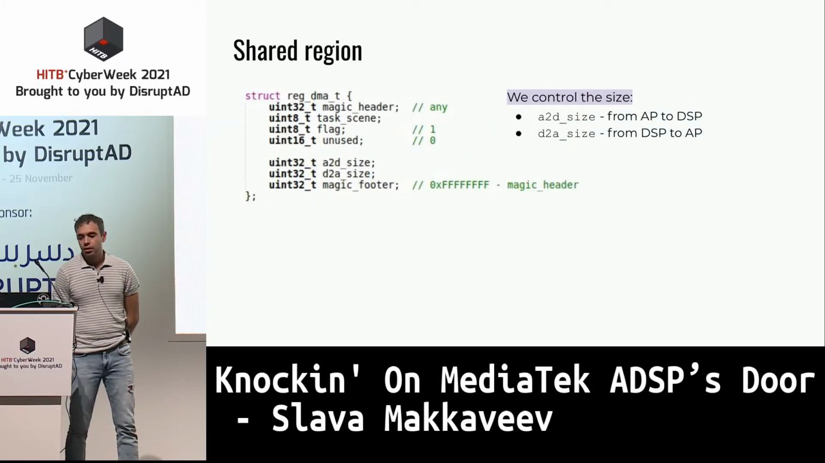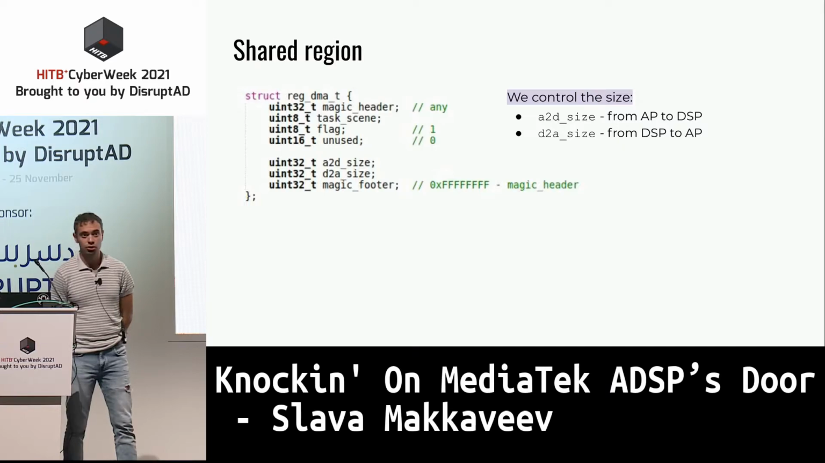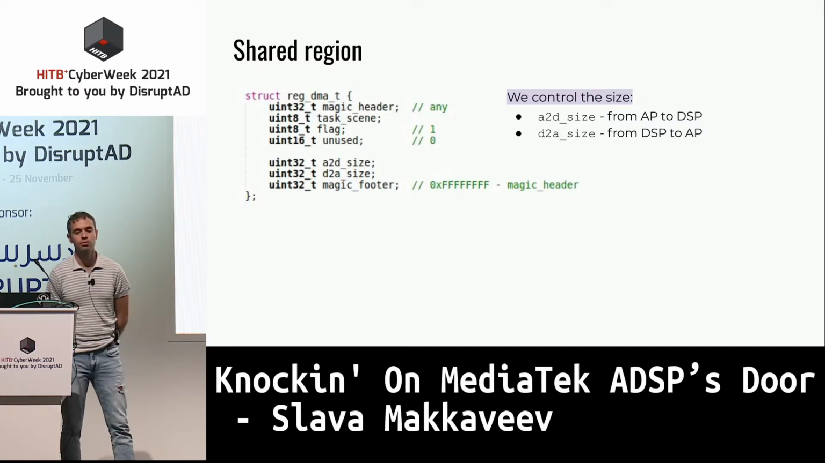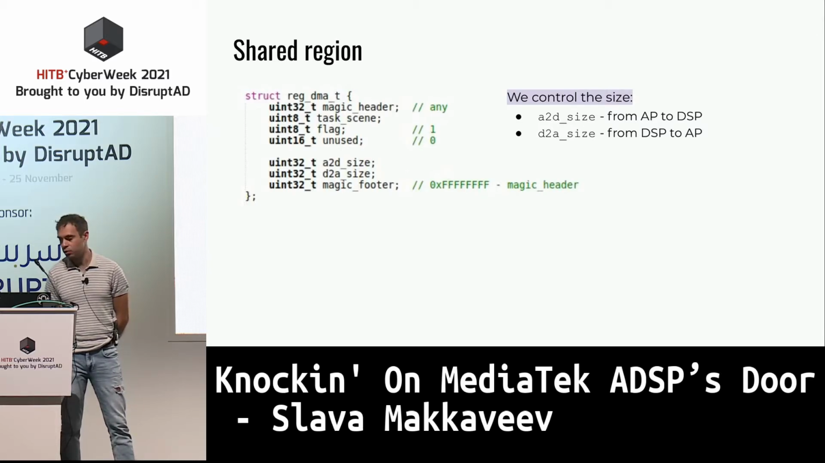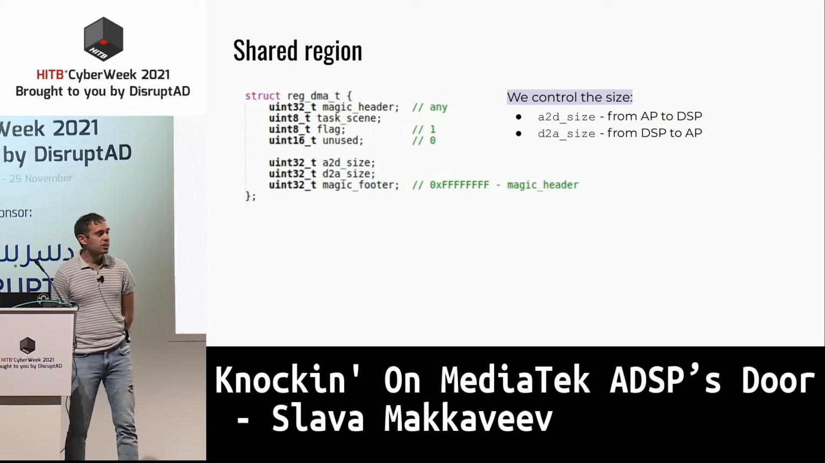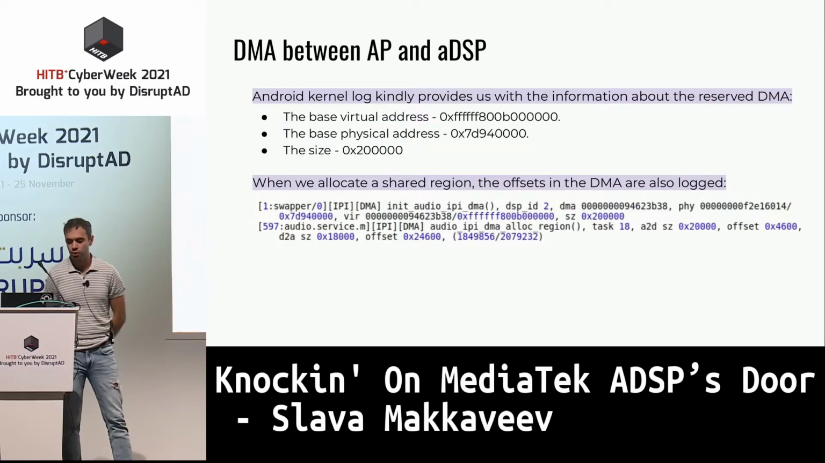Okay, several words about shared memory. The audio IP RegDMA ioctl, responsible for allocating shared memory, expects to receive an object of the following structure as an argument. And here we can control the size of the allocated region through the A to D size and D to A size fields. For this study, it means that we can transmit a message payload as large as we want.